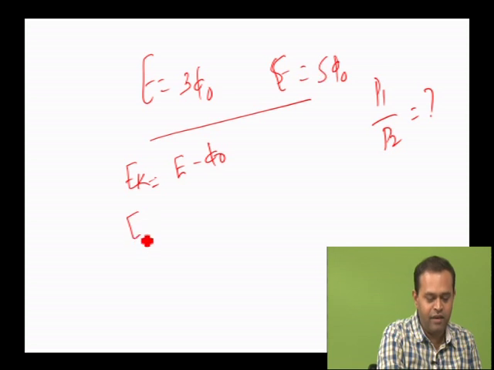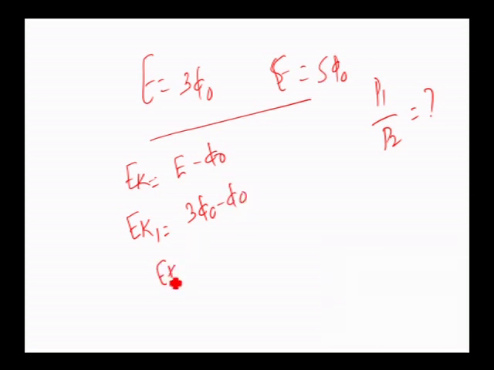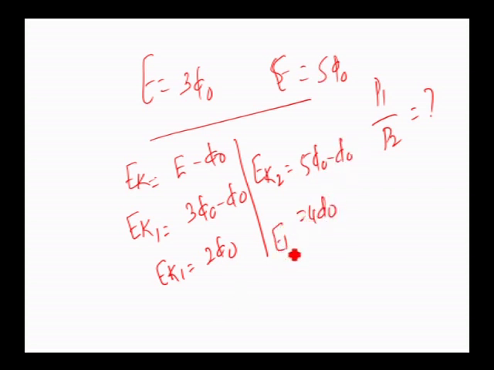Now Ek1 is equal to energy 1, which is 3 phi naught, minus phi naught, therefore Ek1 is equal to 2 times phi naught, correct? Similarly Ek2 is equal to, again, energy is 5 times phi naught minus phi naught, that is equal to 4 times phi naught. Now you know the values of Ek1 and Ek2.